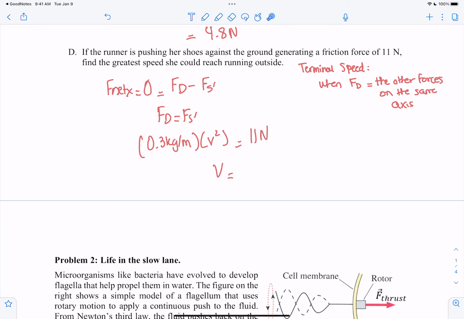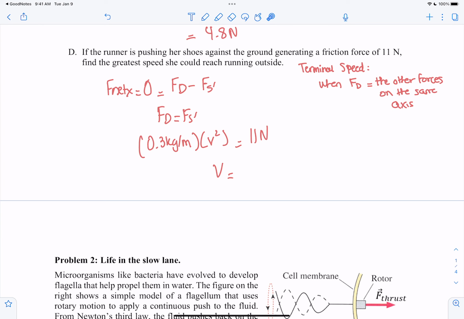And so we're interested in the speed. We're not interested in the actual drag force at the moment. We're interested in what the speed is. So we know that the drag force is 0.3 times v squared, and that's equal to your static friction force, and then we just figure out the terminal speed from there. And when we say terminal speed, once that drag force equals the other forces on the same axis, that's the fastest you can get. So she'll just continue moving at that same speed forever, basically, once she reaches that terminal velocity or terminal speed, right?